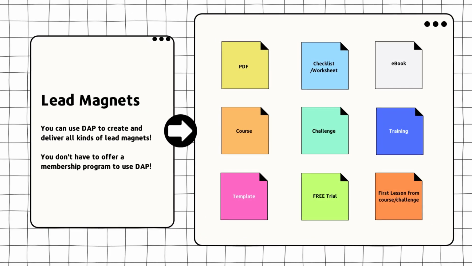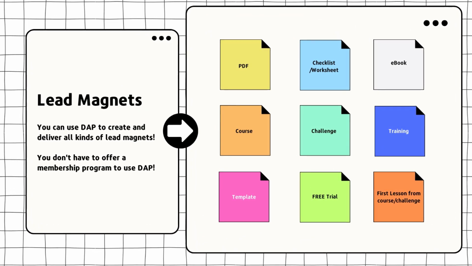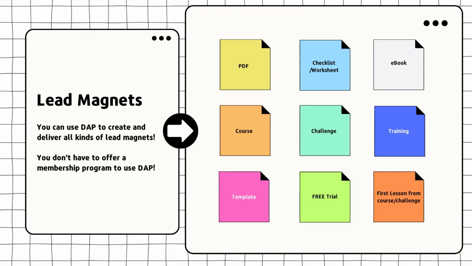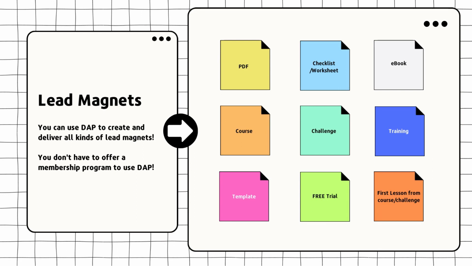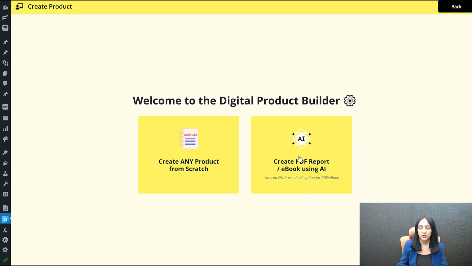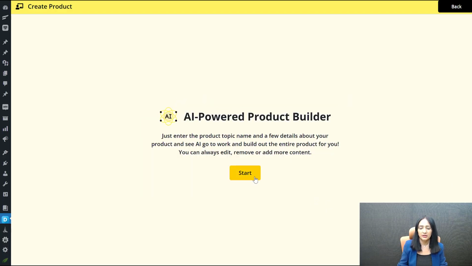Your lead magnet could be anything you want. It could be your video training. It could be your checklist. It could be your worksheet. It could be the first lesson from your online course. Whatever it is that you want to offer as part of your lead magnet, you can do that. It does not have to be a PDF. But in this case, in today's example, I'm going to show you a PDF. So I'm going to go ahead and use AI to create the PDF.